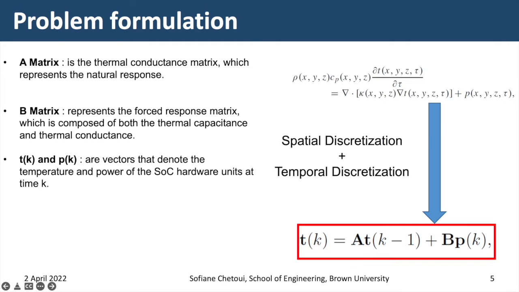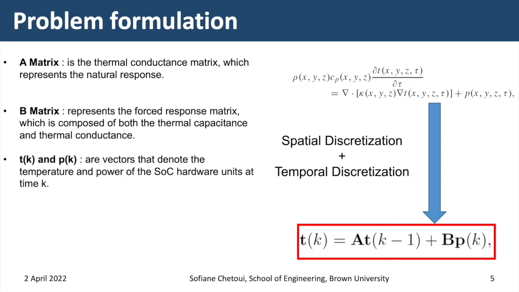In order to understand the problem formulation, we need to understand the physical relationship between power and temperature of a chip, which is actually governed by the heat diffusion equation shown on the top right side. The heat diffusion equation is a function of many variables, including the density and specific heat of the material, as well as the thermal conductivity of the chip in a specific location. If we perform a spatial and temporal discretization, we're gonna get the state space model, a simplified version of the heat diffusion equation, which is shown in the red rectangle.